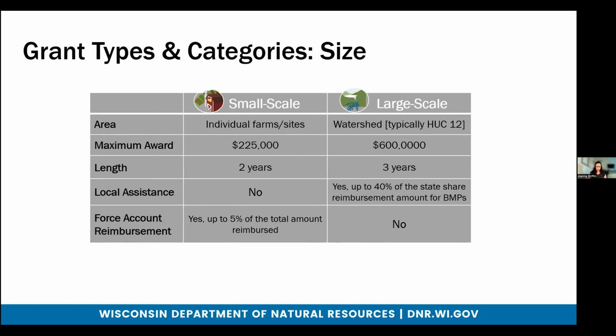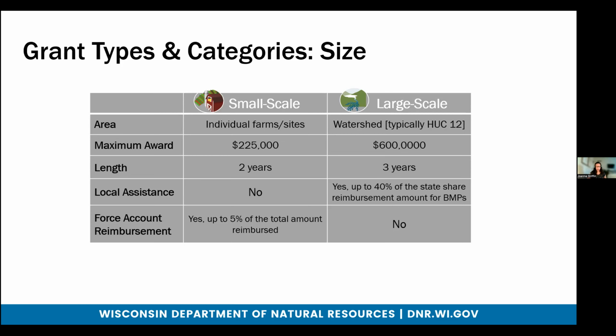Another difference between large and small scale is the type of expenses that can be funded. So in addition to reimbursing BMP construction costs, small scale TRM grantees can request a force account. And that is, they can be reimbursed 5% of the state share amount under that TRM grant project. And large scale TRM grantees cannot request force account, but can request local assistance. And the maximum amount is 40% of the amount reimbursed for BMPs.